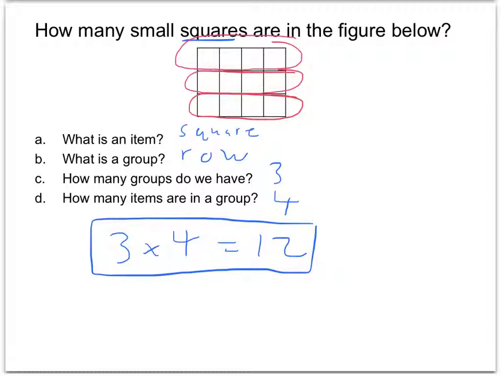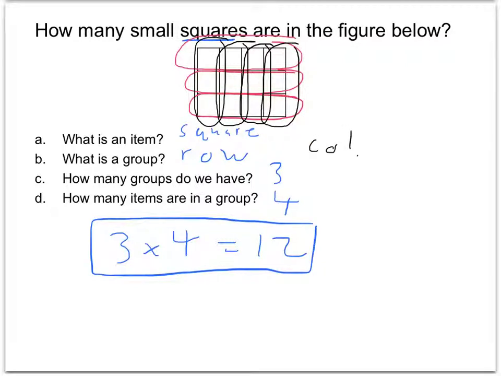Okay. Now, another way that we could have interpreted this problem is, in part B, when it says what is a group, we interpreted that as a row. Well, we could have also interpreted it as a column like this. So we have 1 column, 2 columns, 3 columns, 4 columns. The picture is a little hard to read, but what is a group? We could also interpret a group as a column.